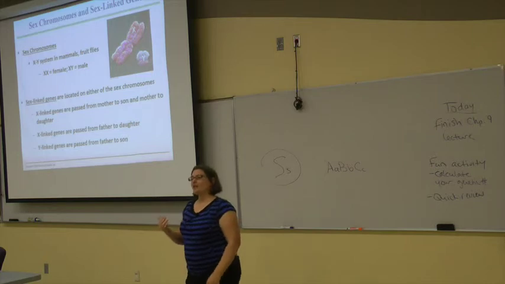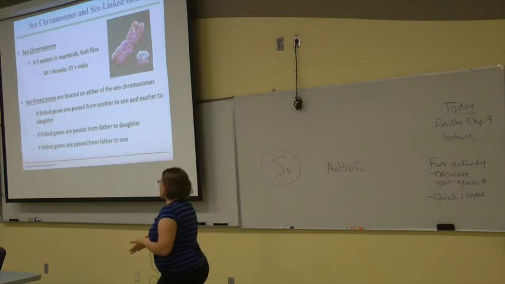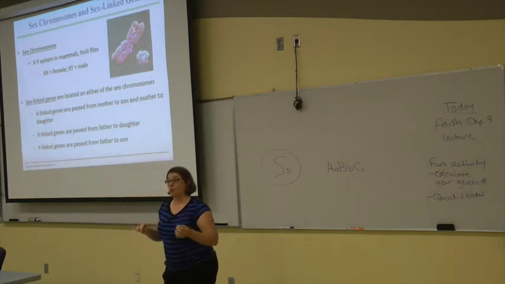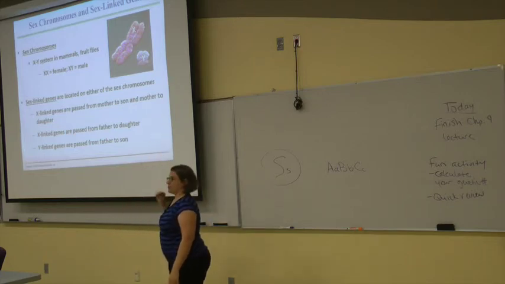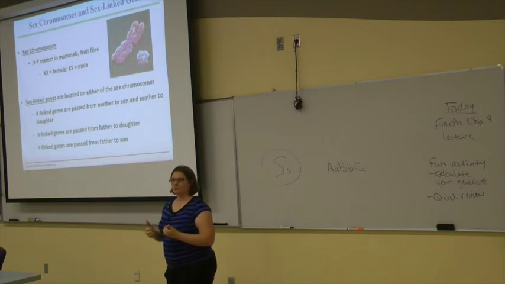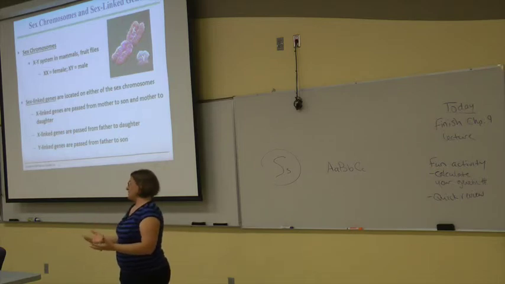Those genes that are linked to an X chromosome or to a Y chromosome are called sex-linked genes. X-linked genes are genes linked to the X chromosome, and there are many, because the X chromosome is huge. There are so many additional traits and characteristics linked to it. In contrast, the Y chromosome is very, very small. There's not much extra stuff linked to it. Mostly the Y chromosome codes for maleness.